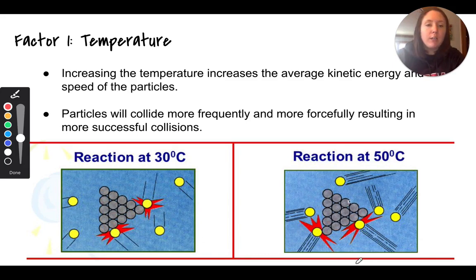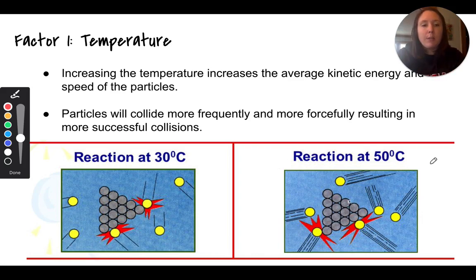Over here, my particles are moving much faster. So therefore my particles are going to be more likely to collide if they're zooming around faster. And also the collisions that happen are going to happen more forcefully. Imagine the idea of two people walking and bumping into each other very slowly, versus two people running at each other and colliding very fast. It's a very different collision. So that's the first one, temperature.